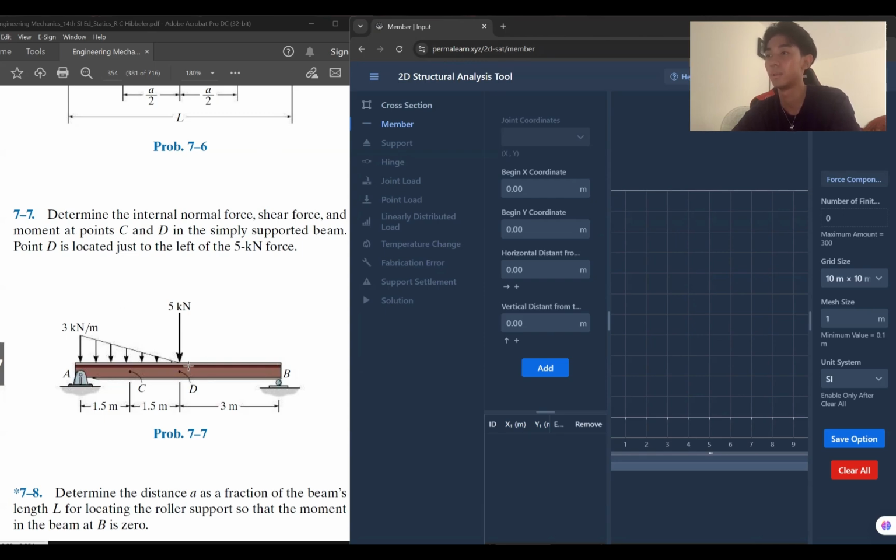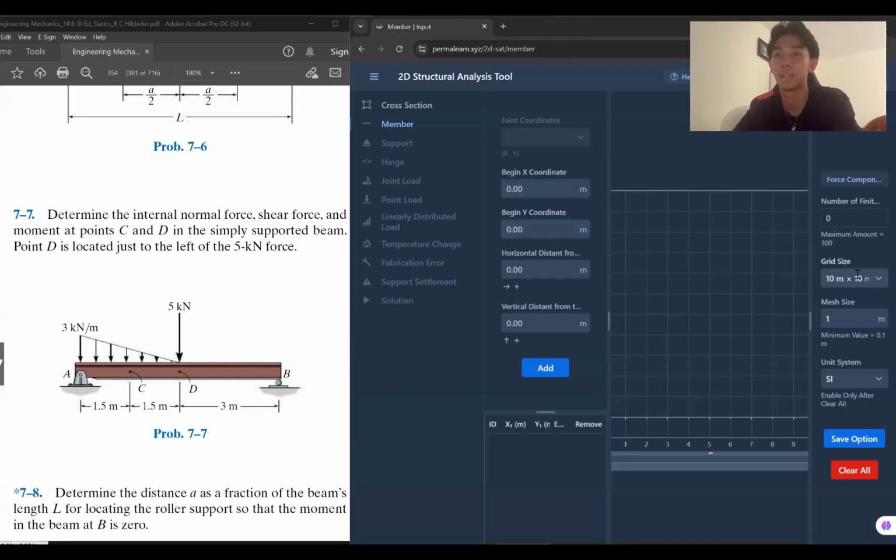which is, from the diagram, we can see that we have a long beam that is 6 meters and we have two supports. At A we have a pin support and at B we have a roller, and we also have two forces acting on the beam. So let's start by creating this in our software.